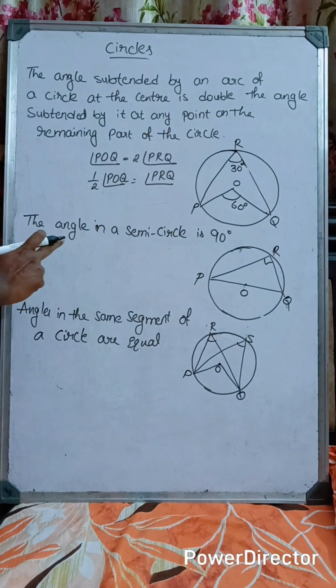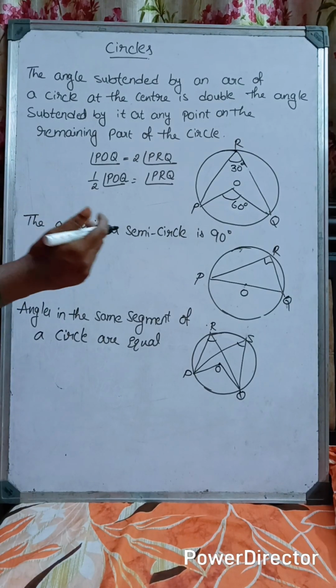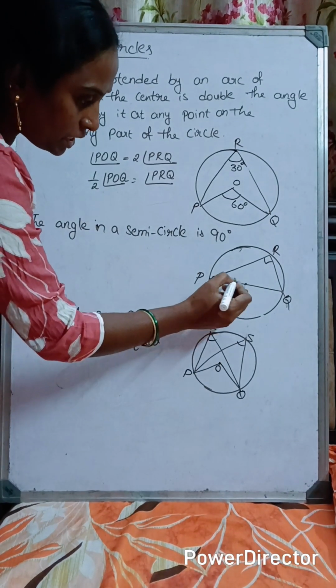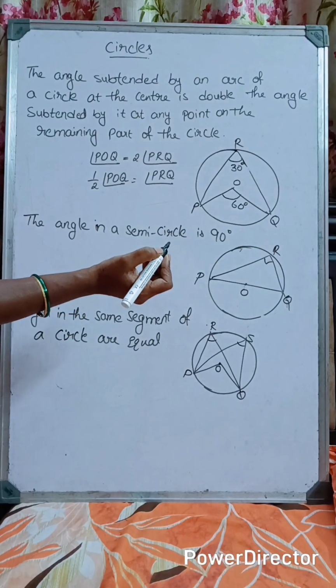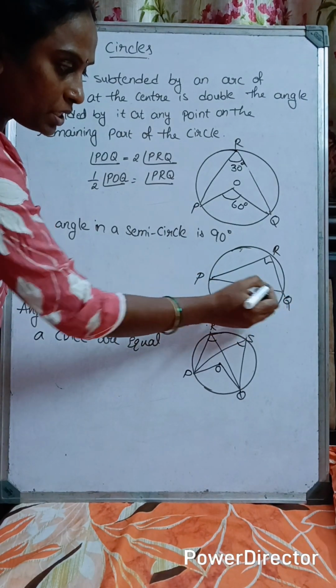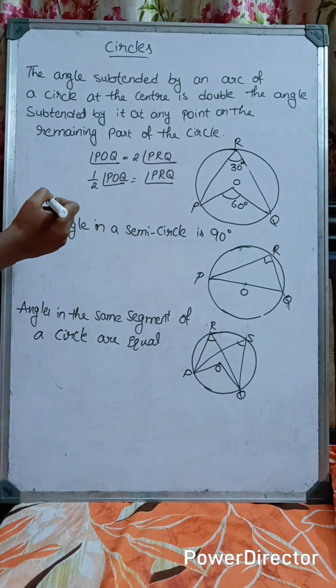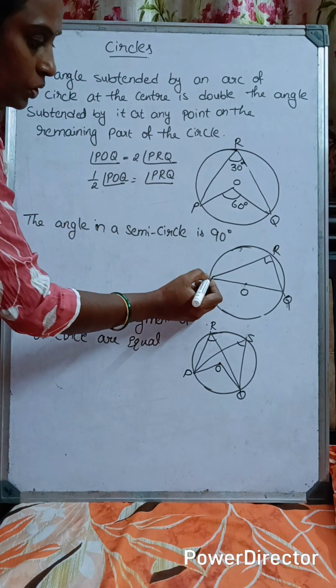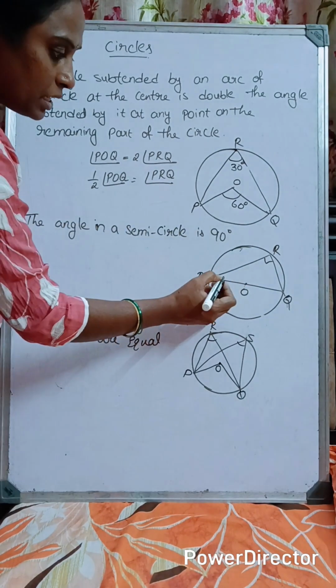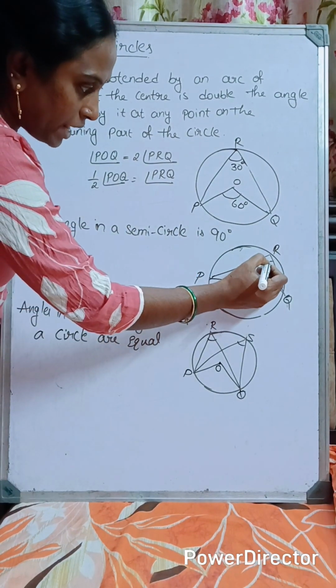This is the first one. Next one, the angle in a semicircle is 90 degrees. When can we say it is a semicircle? When it is a diameter, passing through the center of the circle. So here, the angle in a semicircle, how much is the angle here?